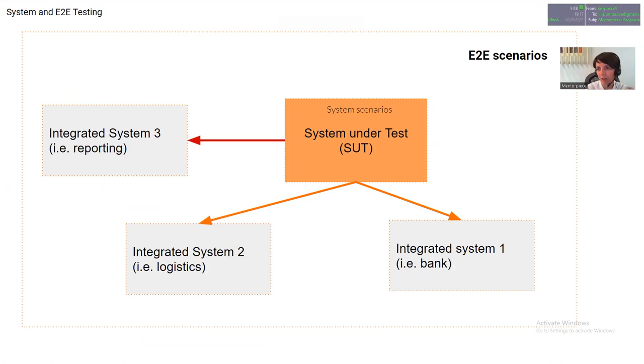But if we have not one system, but some set of systems. For example, you have an internet store, and probably you think that the internet store is a very simple thing with a catalog and product page, and maybe some user account and a page for creating an order.